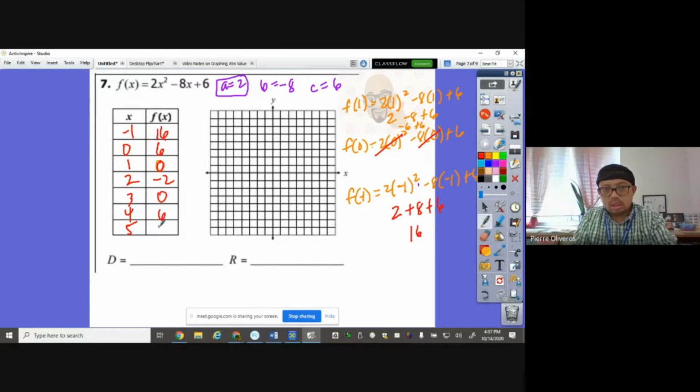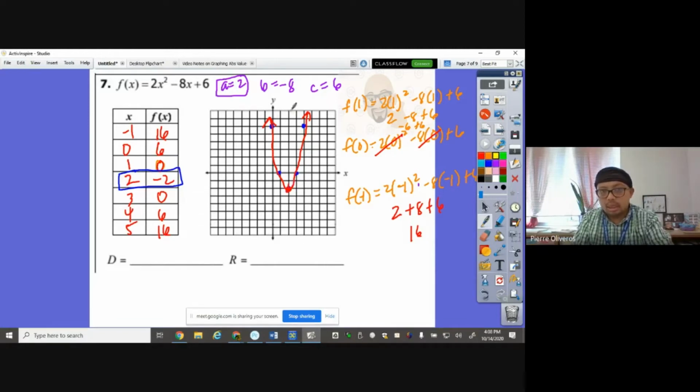So 0, 6, 16. If I plot the points here, I'm going to start with the vertex, which is 2, negative 2. 1, 0, 0, 6, 1, 2, 3, 4, 5, 6. Okay, I don't have space for the negative 1, 16 there. So I'm just going to go to the other end, which is 3, 0, and the reflection on the other side. Okay, connect them all. Make sure it's a U, not a V. There you go.